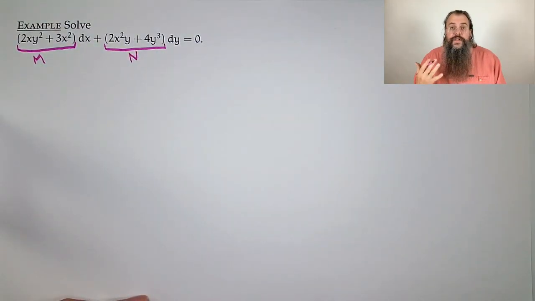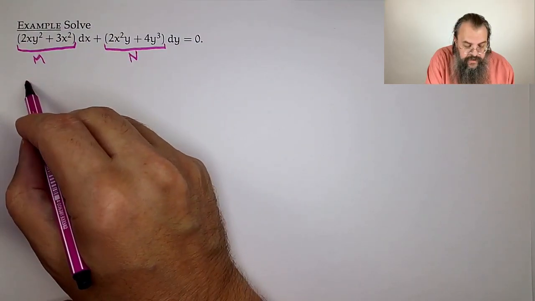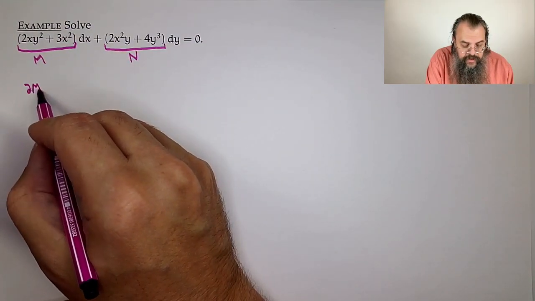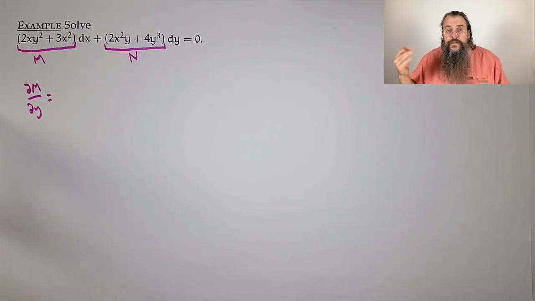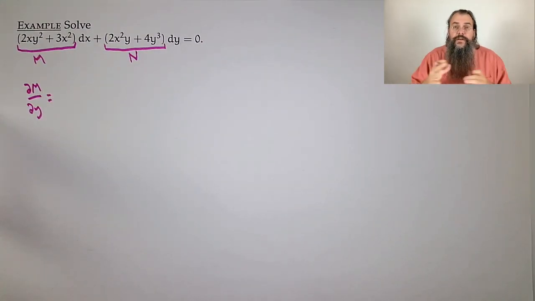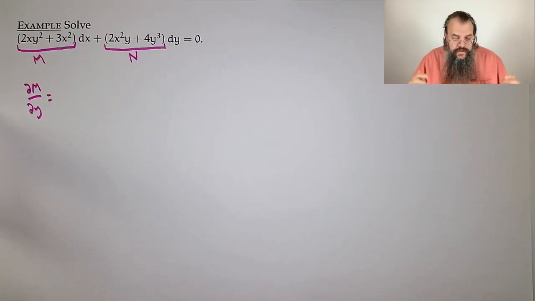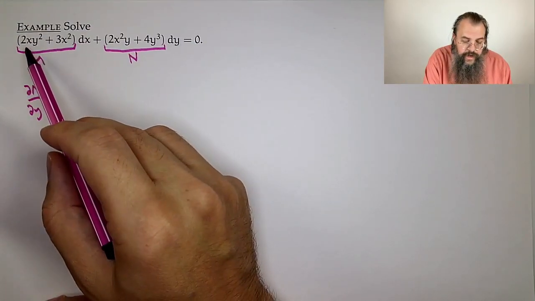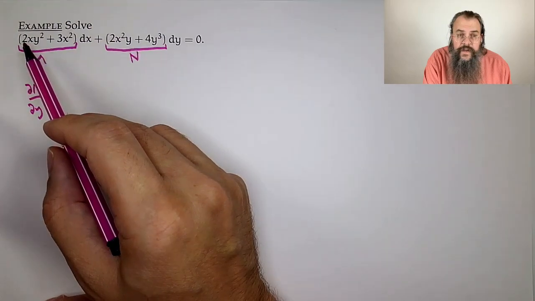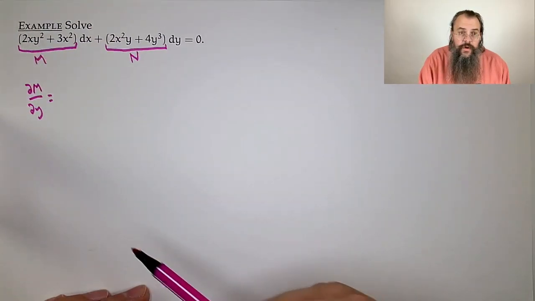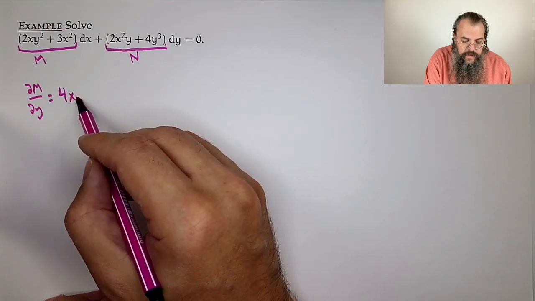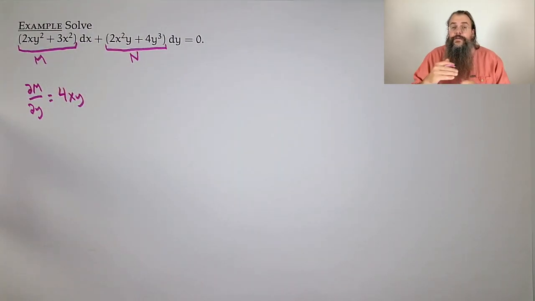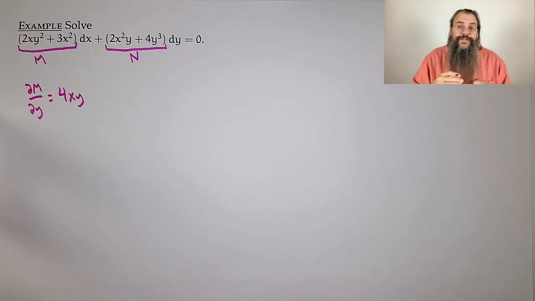And now we'd run a check. The check says, okay, take the derivative of M with respect to y. So let's do that. So we're taking this derivative. We think of our x's as constants. So 2x is thought of as a constant for right now. Derivative of y squared would be 2y. 2y times our 2x gives 4xy. The 3x squared, well, that's a constant from our perspective, so that derivative is 0.